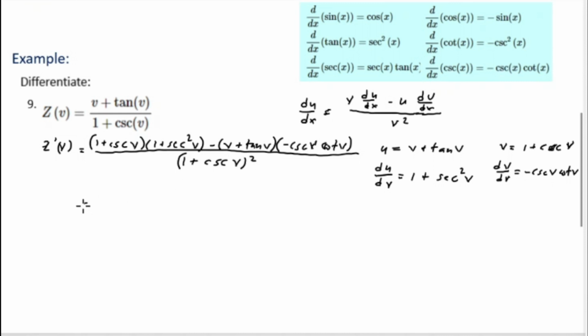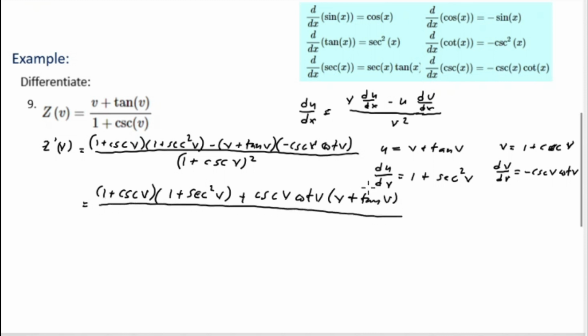So simplify. 1 plus cosecant v times 1 plus secant squared of v, minus, this will be plus, cosecant v cotangent v times v plus tangent v, and we divide by 1 plus cosecant v, squared, and this is the answer.